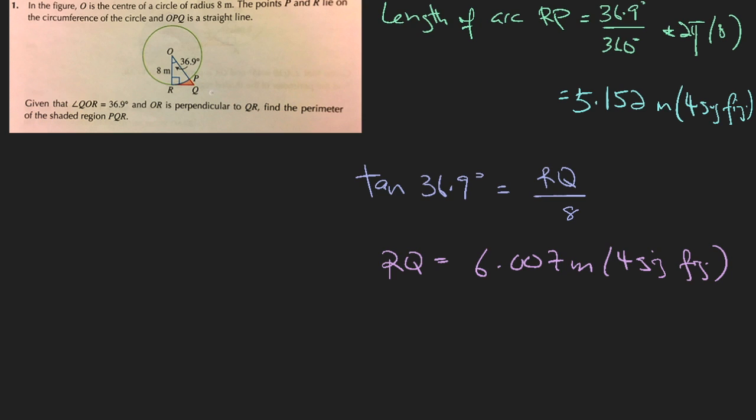So to find PQ, we will have to find OP, and then we will have to subtract OP from OQ. Now OP is simply 8 meters because that is the radius of the circle. So let's find OQ, which shouldn't be a problem because OQ is the hypotenuse of this triangle, ORQ. You can either use your trigonometric properties, sine or cosine, to find OQ, or if you want, you can make use of Pythagoras theorem. Let's use Pythagoras theorem.